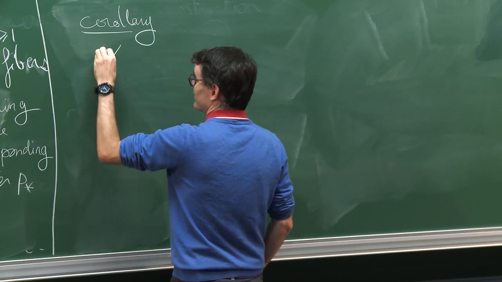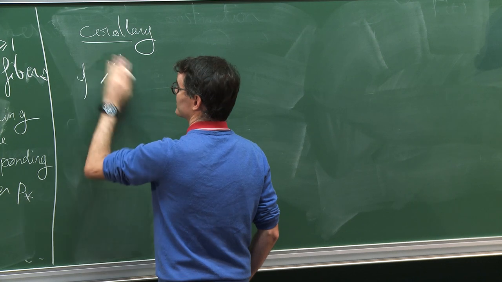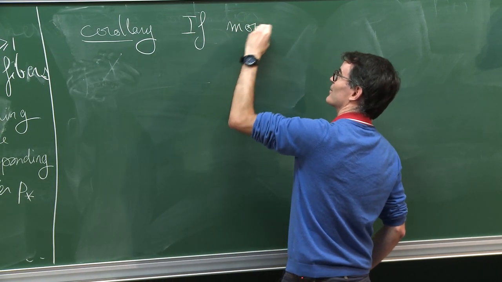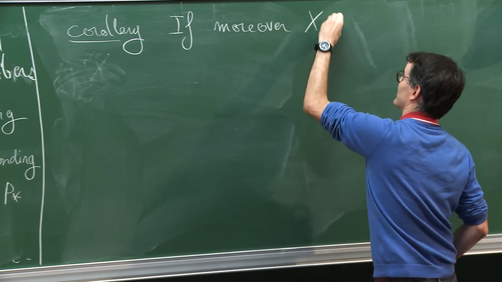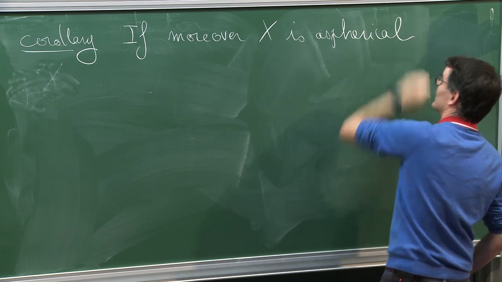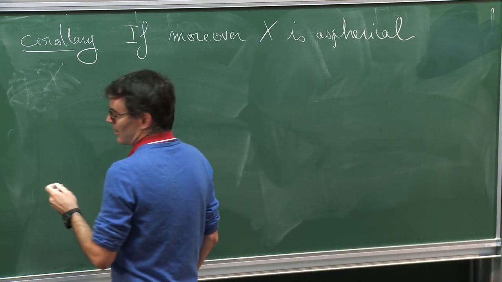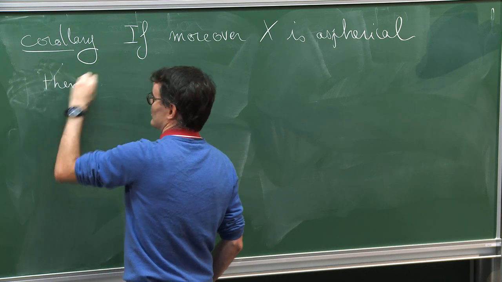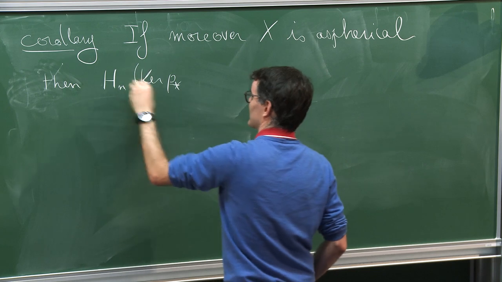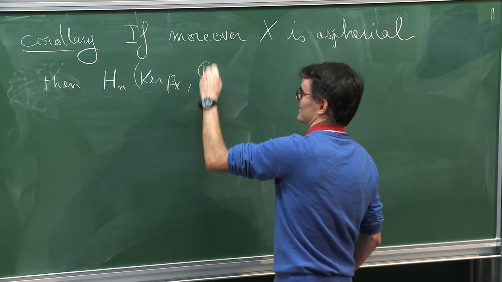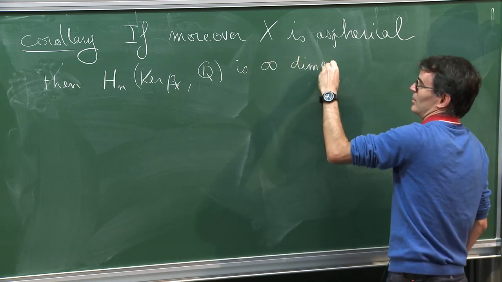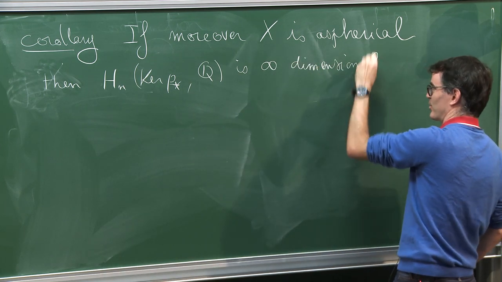And the corollary is that if, moreover, X is aspherical, well, then the homology of the kernel of P star is infinite dimensional in degree n. Why? Because the X hat will be a classifying space for this group.